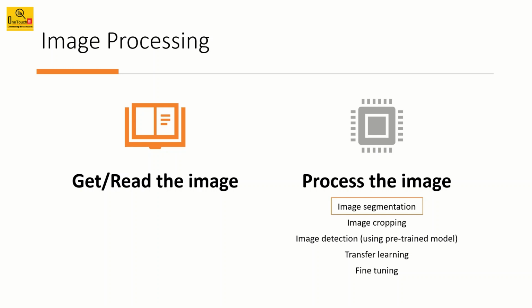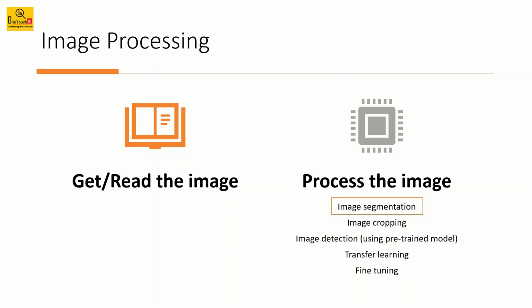The second thing we can do with images is image cropping. If you want to resize the image or save the image in a different format, you can do that. Third, you can detect objects in the image. Let's say you have an image with a banana, apple, or any other fruit, and all you need to do is identify what that image contains. You can achieve that using a pre-trained model, or you can train the model on your own.